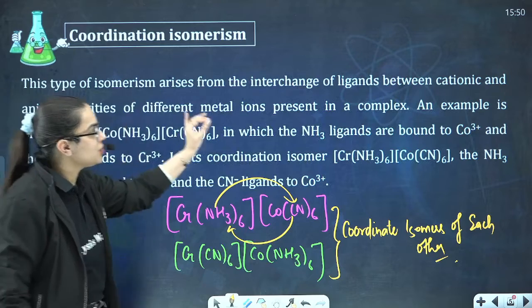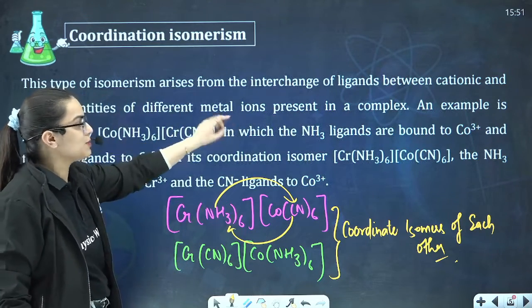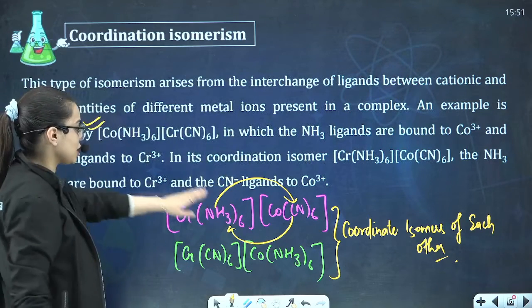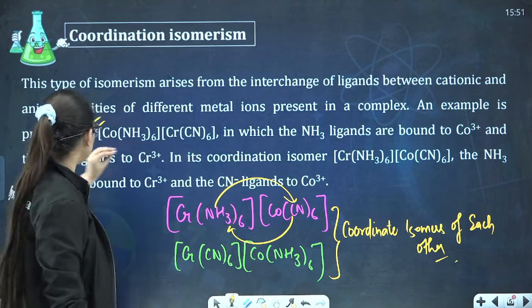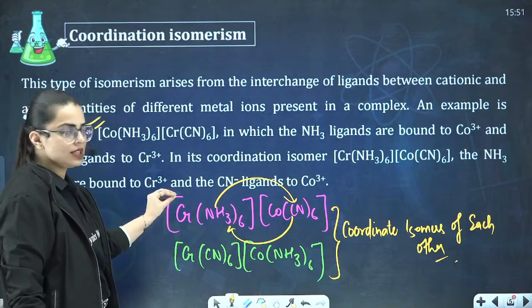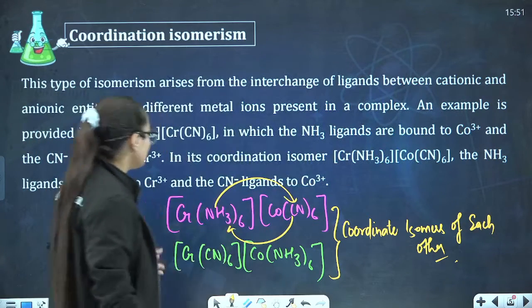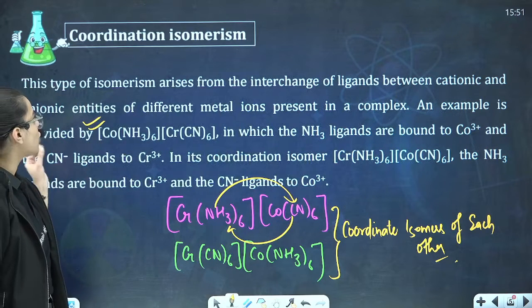Now they say interchange of ligands between cationic and anionic entities of different metal atoms present in a complex. An example is provided, which I have already written over here, in which NH3 ligands are bonded to Co3+ and CN- ligands are bonded to Cr3+. Its coordination isomer will become this one, where they will interchange their position, which I have already shown you. So this is all about coordination isomerism.